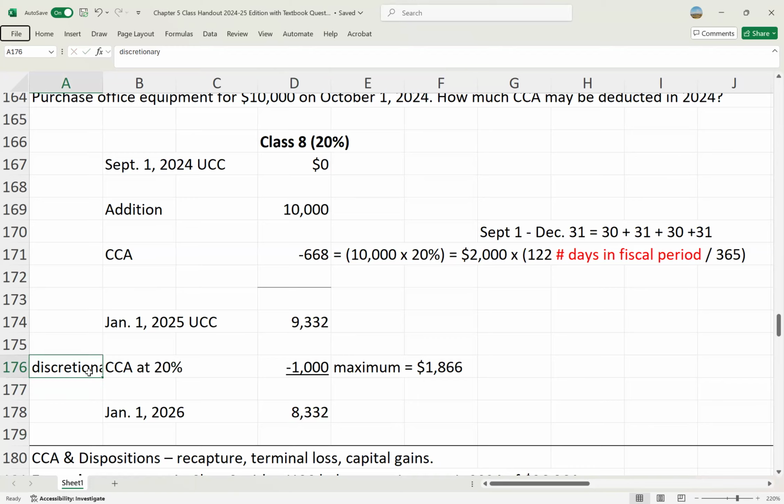Let me just put that here. And so you can take anywhere from 0 up to the maximum. If they only wanted to take a $1,000 deduction because they had, let's say, less income, they could do that as well. Any questions about the calculations so far?